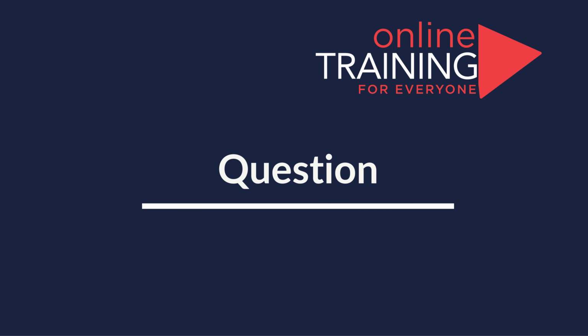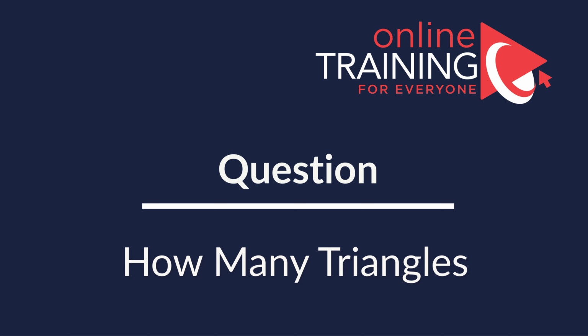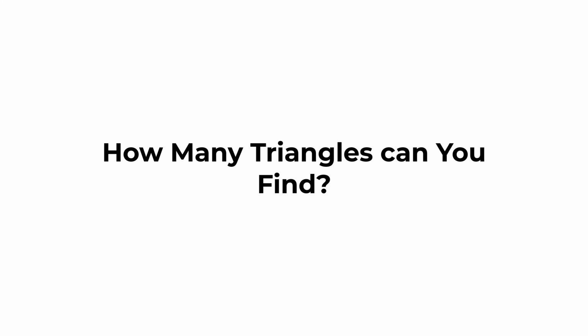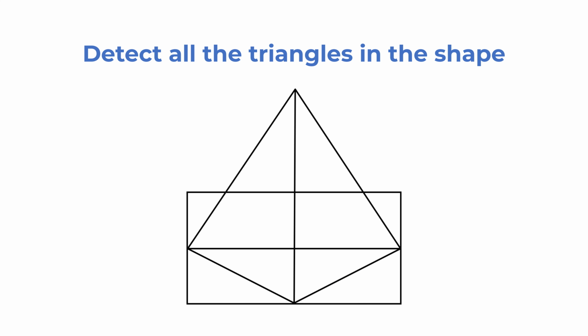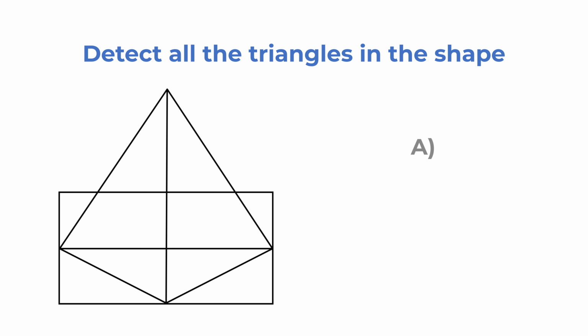This particular question was just recently introduced in the test, and I would need your help to determine if I answered it correctly. You're presented with a very unusual shape, and you need to detect all the triangles that are part of this shape. Your 4 possible choices. Choice A, 11. Choice B, 13. Choice C, 15. And choice D, 17.